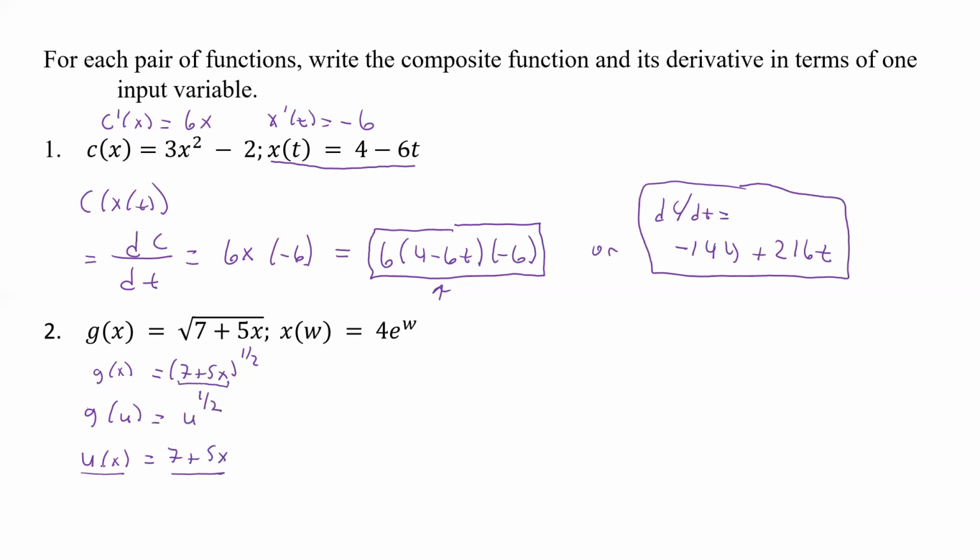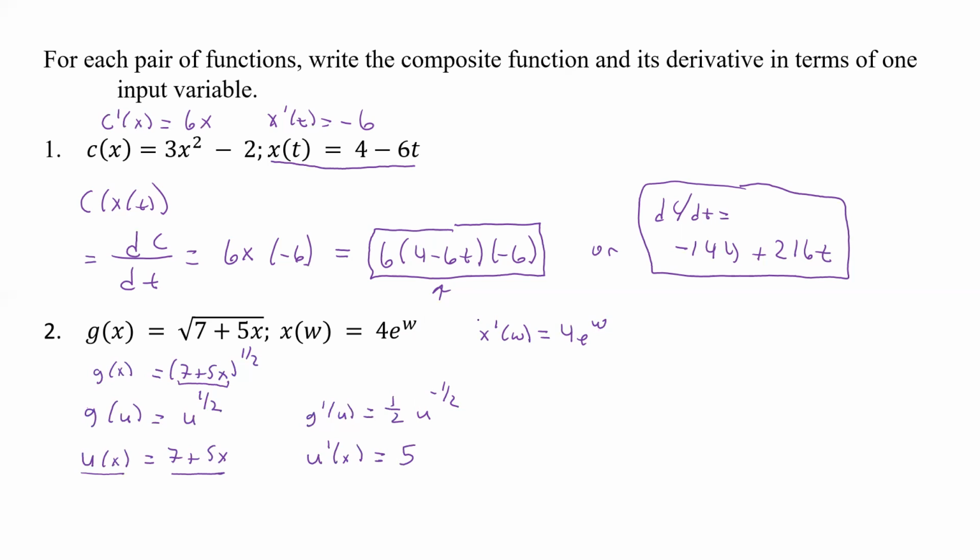If you took a regular calculus class, you would do a lot of this with more complex numbers, but this is where we're getting into it here. And so we'll have those two values. Can we find the derivatives of everything now? Well, g prime of u, yeah, we can find that. That's just going to be bring down that half, then it's going to be u to the negative 1 half. And our u prime of x is just going to be a 5. And here we have x prime of w. That's going to be just 4e to the w, because when you take the derivative of e to the w, you get e to the w, and that's just a constant times it.